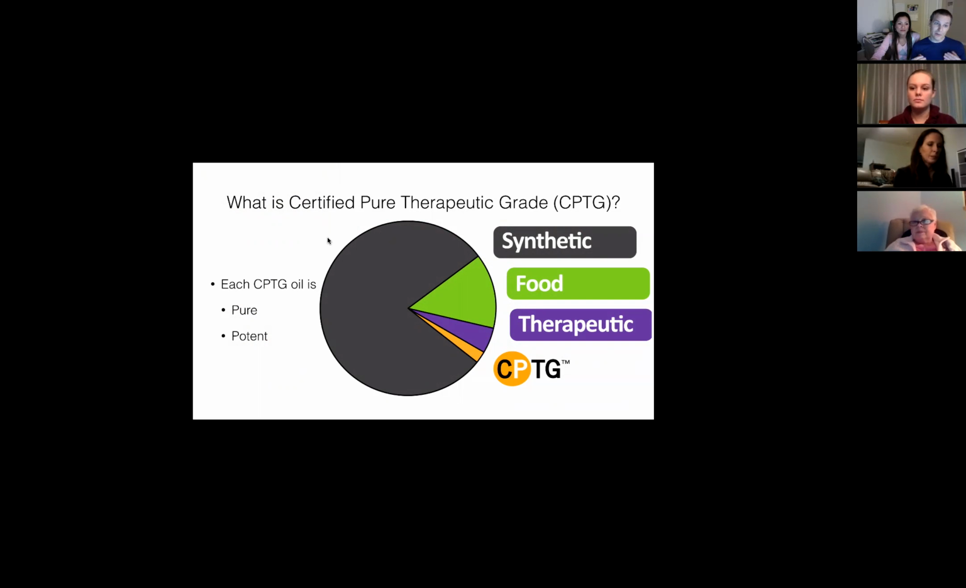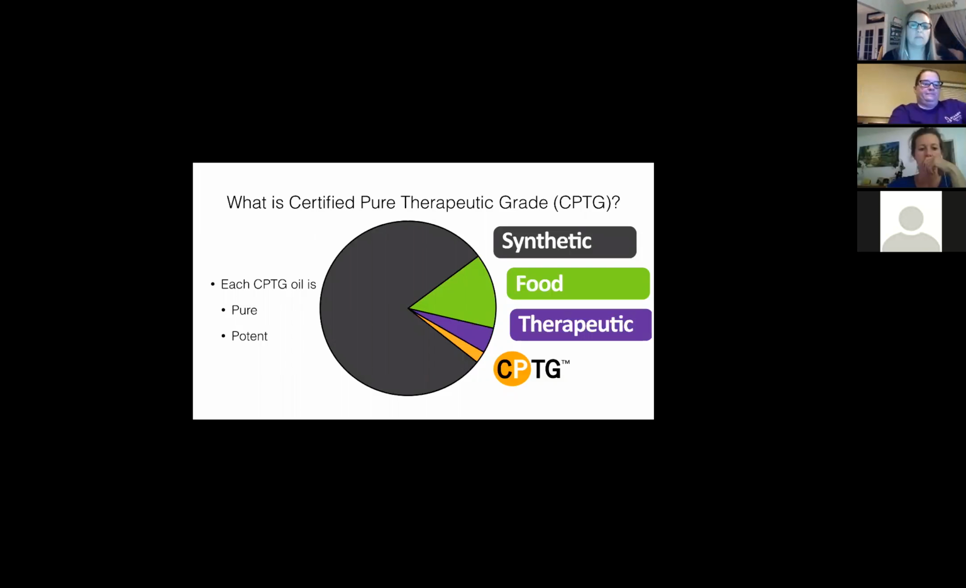So the essential oil needs to be both pure, which means that it doesn't have any additives, fillers, solvents, pesticides, or other chemicals in the essential oil itself. And it also needs to be potent. That has to do with where the essential oil is sourced. For instance, a lavender grown in your backyard may not be as potent as lavender grown in France or Bulgaria. So if they're both pure and potent, that's what we get with the CPTG, Certified Pure Therapeutic Grade Essential Oil.